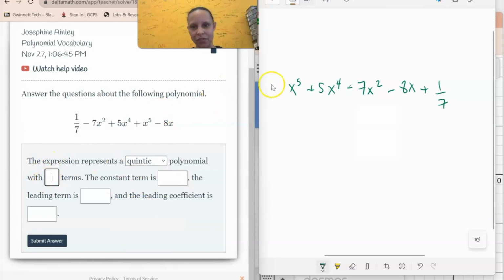How many terms does it have? So how many of these between each addition and subtraction? This is 1, 2, between each addition and subtraction. So 1, 2, 3, 4, 5. There are 5 different terms.